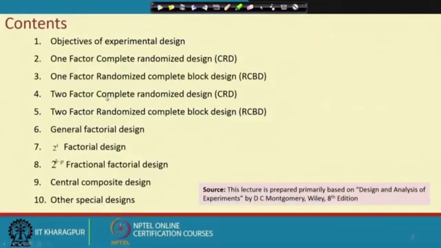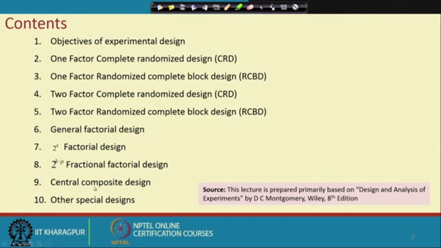Welcome to the third lecture on design and analysis of experiments. Today we will discuss the types of experimental design. Contents of today's presentation are objective of experimental design, one factor complete randomized design, one factor randomized complete block design, two factor complete randomized design, two factor randomized complete block design, general factorial design, 2 to the power k factorial design, 2 to the power k minus p fractional factorial design, central composite design and other special design.